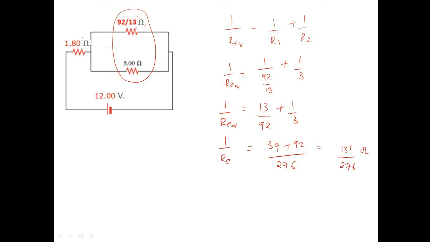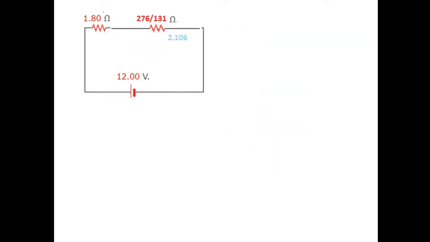But this is the reciprocal of the R equivalent, this is not the R equivalent. So if we take the reciprocal on both sides we get 276/131 ohms. That is the equivalent resistance. So these two resistors can be replaced with a single resistor of 276/131 ohms. The next resistor is in decimals, so I will convert 276/131 into decimals, and that is roughly 2.106 ohms. Now these two resistors are in series. As they are in series we directly add them to get the equivalent resistance.